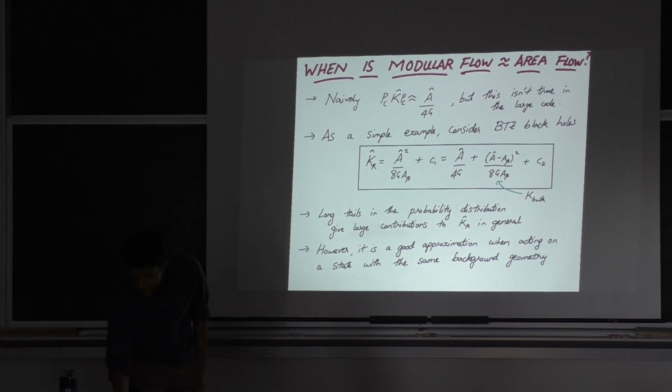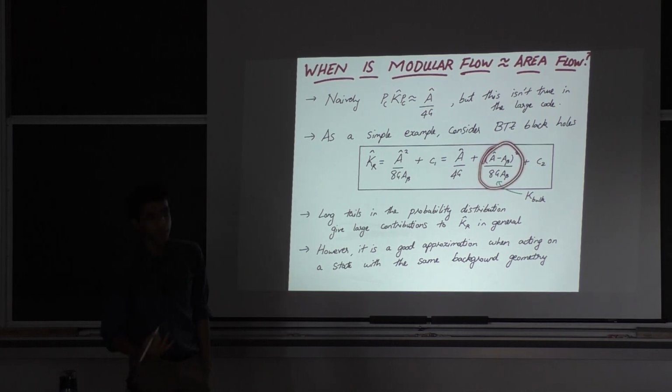So the bulk term in general can be competitive or even larger than the area term when you act on general states. However, when you're acting on states which are pretty localized near the peak of the spectrum, then because the probability is just an order 1 number, you can basically ignore this term.